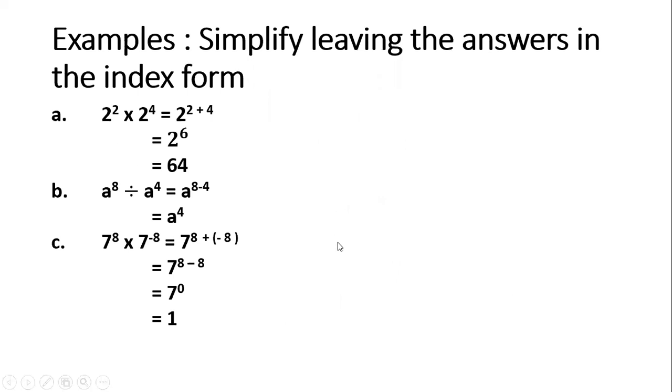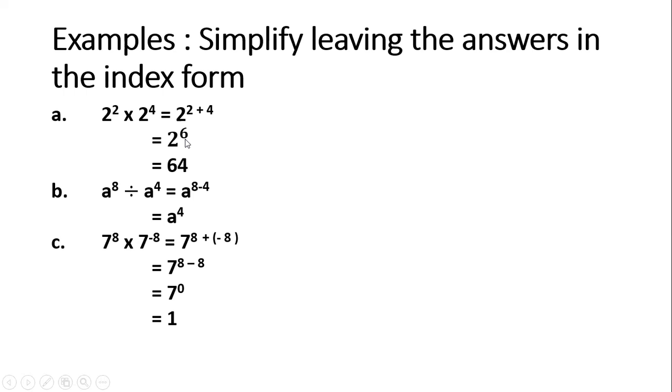We are going to take some examples now to drive home even these laws. Example: simplify, leaving the answer in the index form as possible. Question number 1, A: 2 raised power 2 times 2 raised power 4. That's the first law, and that means addition of the index. That's 2 raised to power 2 plus 4, and that will give us 2 raised power 6.